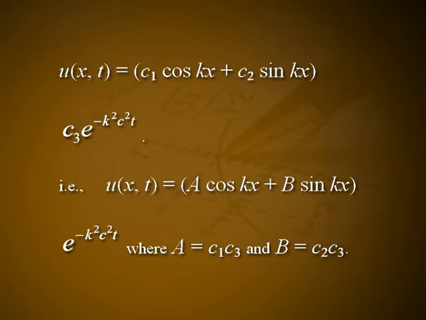Thus, the suitable solution of the heat equation ∂u/∂t = c² ∂²u/∂x² is given by u(x,t) = (c1 cos kx + c2 sin kx) c3 e^(−k² c² t). That is, u(x,t) = (a cos kx + b sin kx) e^(−k² c² t), where a = c1 c3 and b = c2 c3. Now apply the boundary conditions u(0,t) = 0 and u(L,t) = 0 for all t.